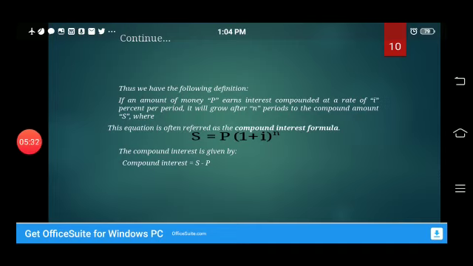Look here. Thus, we have the following definition. If an amount of money P earns interest compounded at the rate of I% per year, it will grow after n periods to compound amount F, where this equation is often referred to as the compound interest formula. F is equal to P into (1 plus I) raised to power n. And the compound interest is given by S minus P. जो भी आपका S होगा उसमें से आप minus कर दोगे principal, तो what you will get is the compound interest.